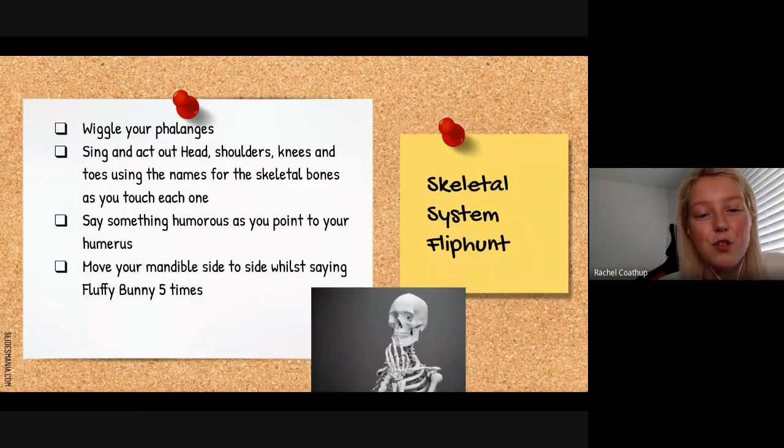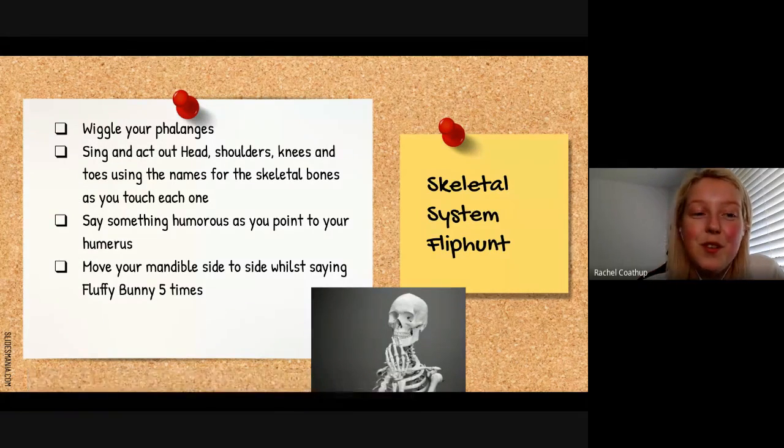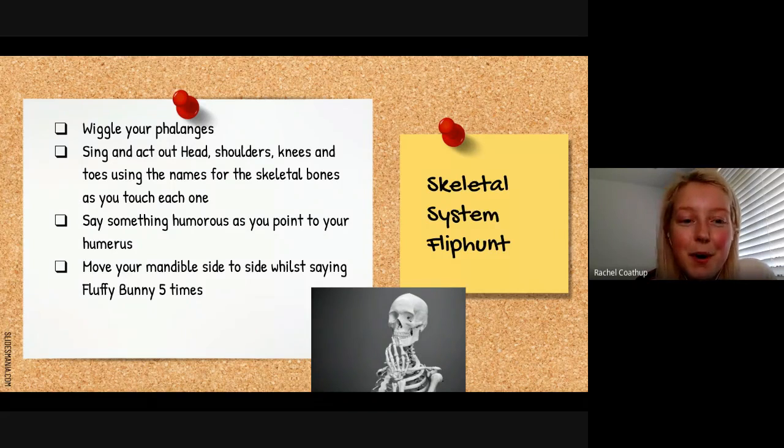So this is just two examples. For example, a skeletal system Flip Hunt. So getting them to do a Flipgrid response on wiggling your phalanges, testing actually, do they know what their phalanges are? And then seeing them act out head, shoulders, knees, and toes using the names of the bones.